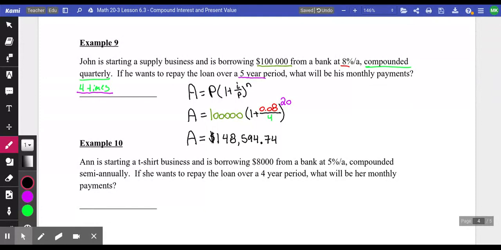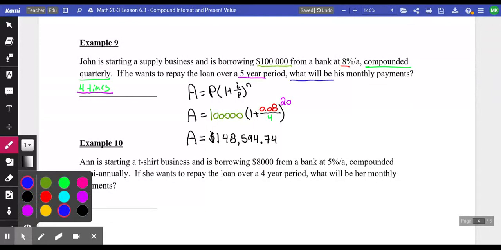Now the question asked me something a little different. It said, what will his monthly payments be? To figure out his monthly payments, you're going to have to take the amount that you owe, which is $148,594.74. You're going to have to divide it by the number of years that you're going to be paying, which is 5, and divided by the number of months in a year, divided by 12.